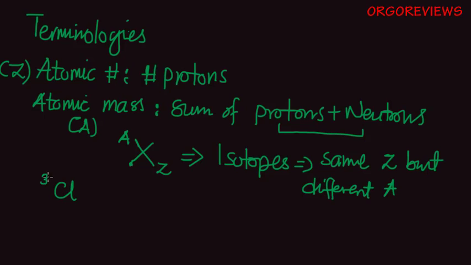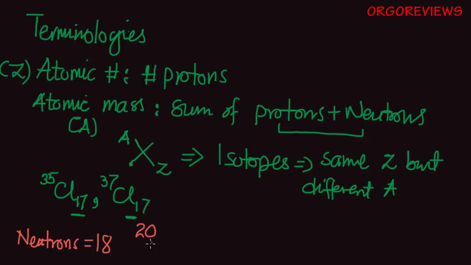Let's illustrate this with an example using chlorine. Chlorine can present itself as chlorine 35 with atomic number 17 or chlorine 37 with atomic number 17. So as you can clearly see, these two are isotopes because they have the same atomic number but different mass numbers. So if you want to calculate the number of neutrons, which pretty much is just the difference between the atomic number and the mass number, you're going to get 18 for chlorine 35. And if you subtract 17 from 37, you will get 20 for chlorine 37.